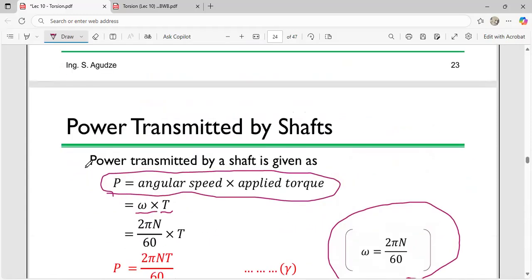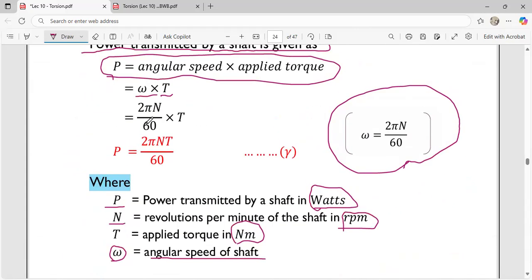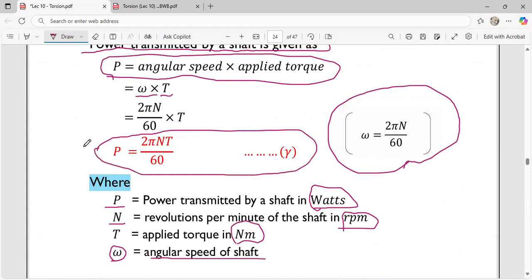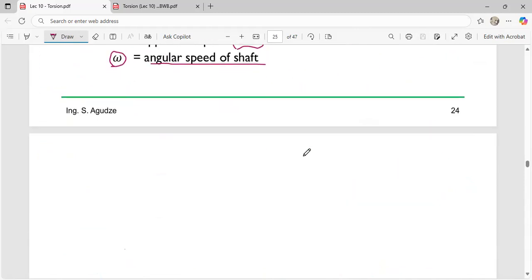Okay, so this is the power transmitted by a shaft, also given as this. So that is this formula too. You write this formula down, and this becomes our third formula. Good. From there, what do we do next?